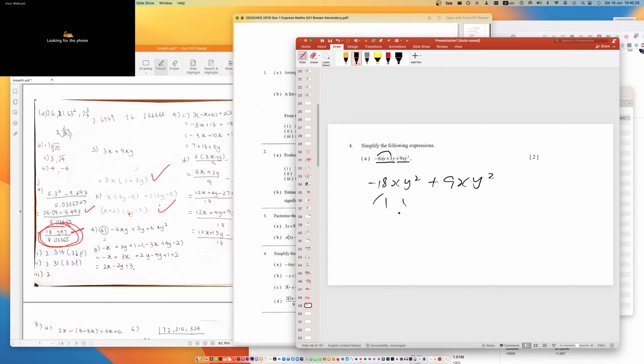Then you just split lah. So I see it really depends whether you want to take negative 2 or 2. I take negative 2 lah.